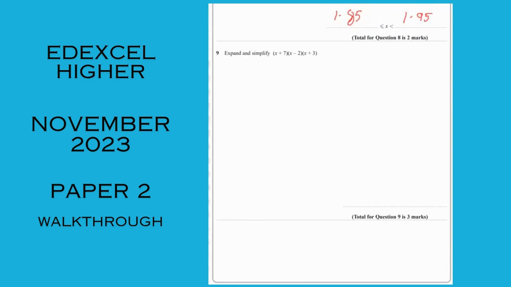Number 9, cubic expansion. Pick any pair to go for first. I'll just go with the first two. X times x. X times negative 2 is minus 2x plus 7x. So I simplify it as we go. And then we got minus 14 on the end.